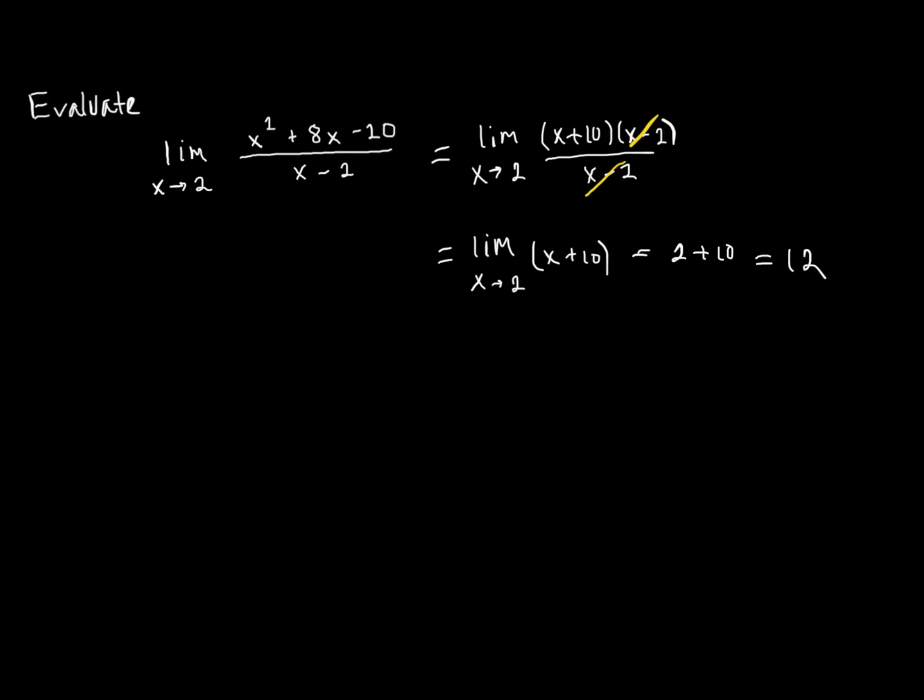Okay? And so I want us to really visualize this. To do that, we're going to actually graph this function. If you were to simplify this function, you'd say, look, it's x plus 10 as long as x is not equal to 2, right? So this function here, f of x, is equal to x plus 10 when x is not equal to 2.